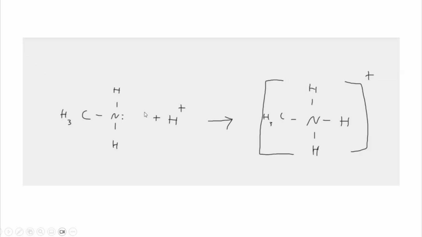So here you've got a form of covalent bond, a coordinate bond. You've got the amine here, the primary amine, methylamine. It's got the lone pair there. We've got H plus. That's going to be the proton.